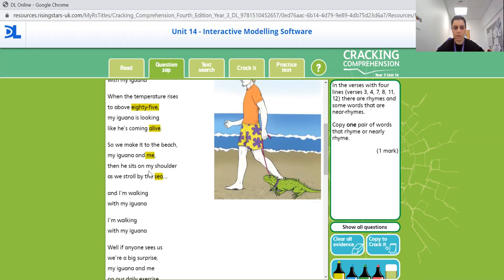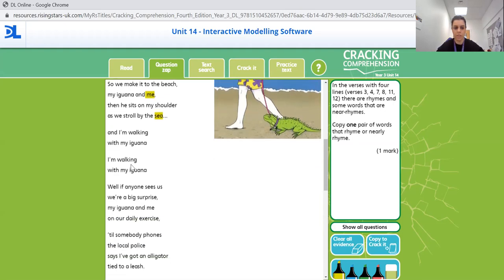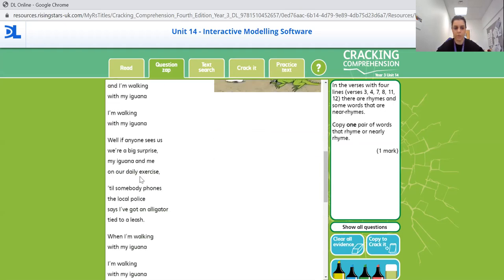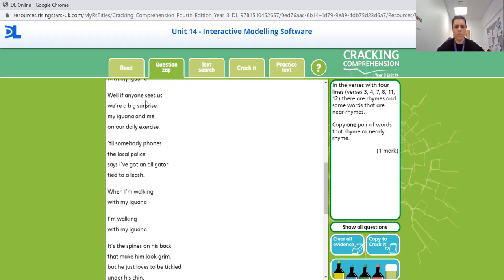7 and 8, so that's 3, 4, 5, 6, 7. Let's have a look at this one. Well, if anyone sees us, we're a big surprise, my iguana and me, on our daily exercise. So surprise and exercise, very similar ending as well. Till somebody phones the local police, says I've got an alligator tied to a leash.